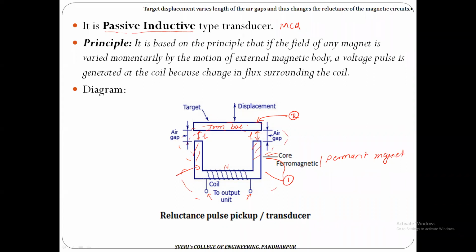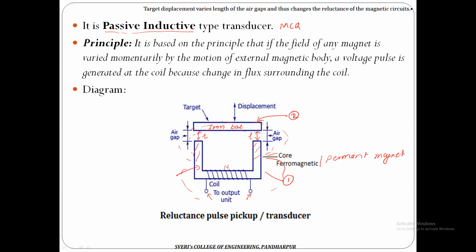Now, if we assume that the iron bar is present in the circuit, and this iron bar is moving in the magnetic field produced by this permanent magnet, it will disturb the magnetic field. When this disturbed magnetic field links with the coil, according to Faraday's law, EMF is induced, or that pulse will be generated. That one particular signal for a short time is called a pulse, and this pulse is proportional to the displacement of that iron bar. So this is the basic principle behind the reluctance pulse pickup.